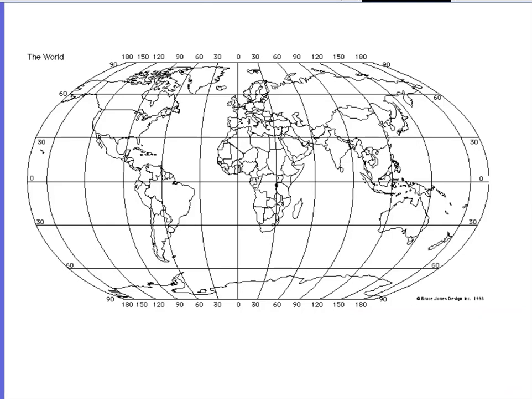And then this is a more accurate representation because the Earth is round, so when we make it flat, we're going to have distortion. So by curving the lines of latitude and longitude, this is going to give you a more accurate representation.